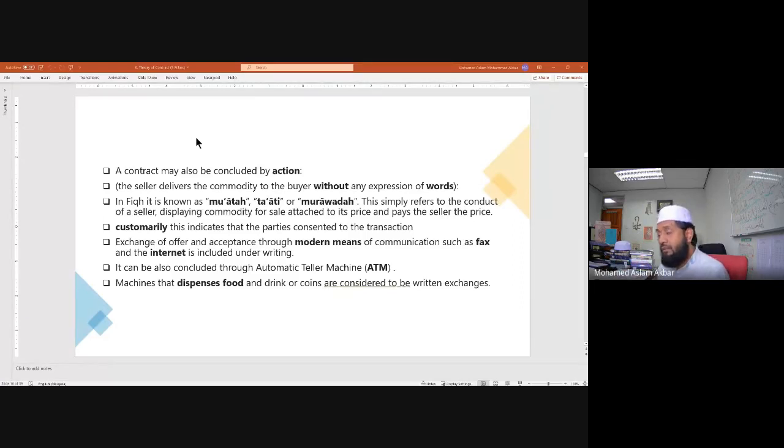So this is also the modern means of communication, such as fax, and the internet is included under writing. It can also be concluded through automatic teller machines, ATM. People even pay the electric bills and everything through ATM. Machines that dispense food and drink or coins are considered to be return exchanges. All these things actually come under this. So now what I want you to understand, we are discussing all this. This is what we are doing in our life.